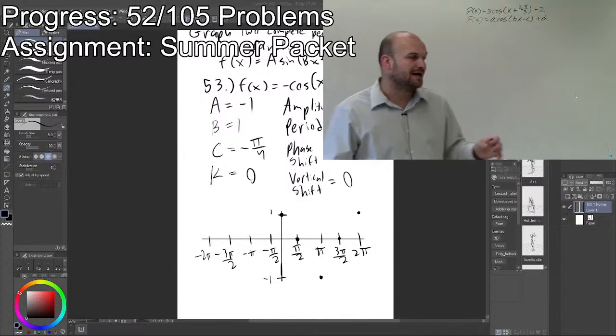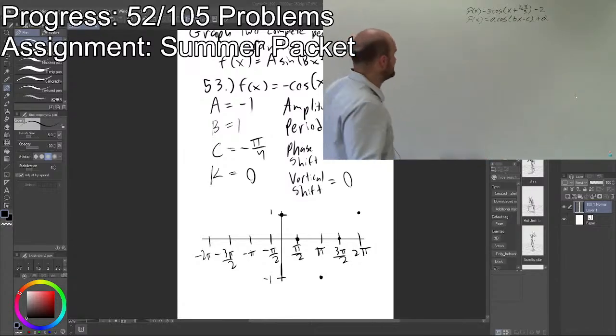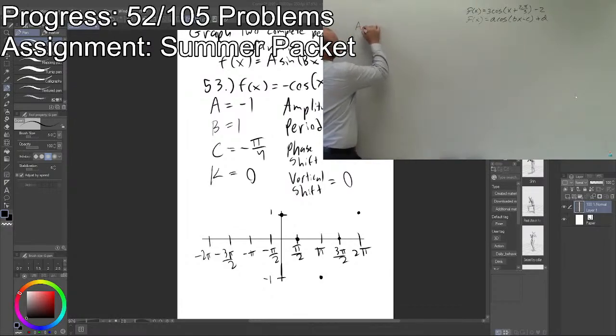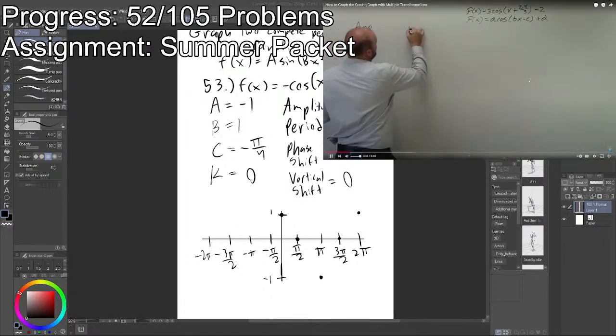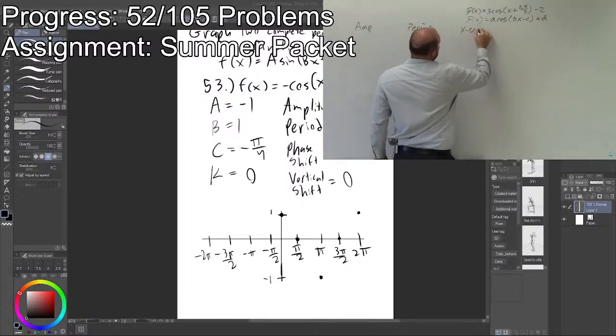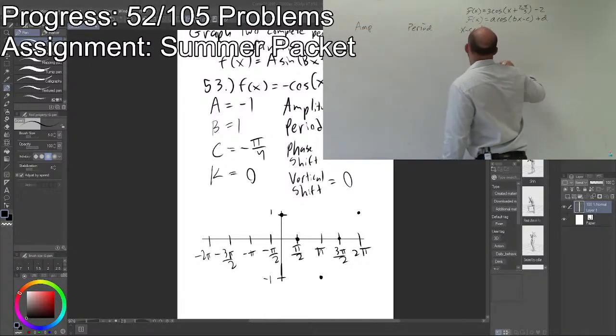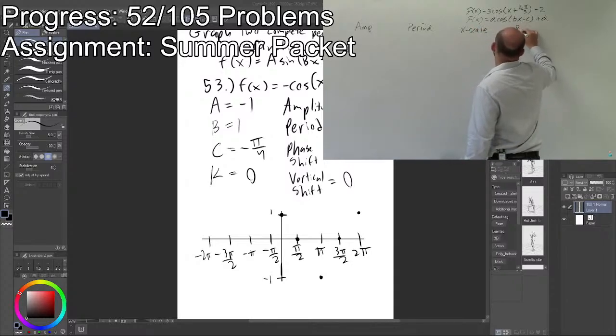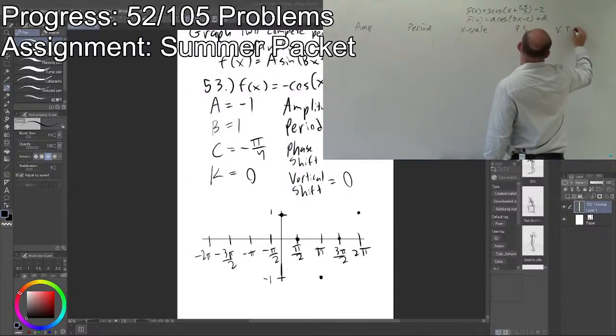Thank you. So I almost have a full set of transformations, but not exactly, but I still have a full load. The first thing we want to do is determine, our important information, our amplitude, our period, our x scale, our phase shift, and our vertical translations.